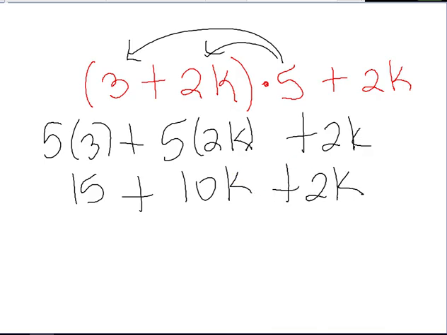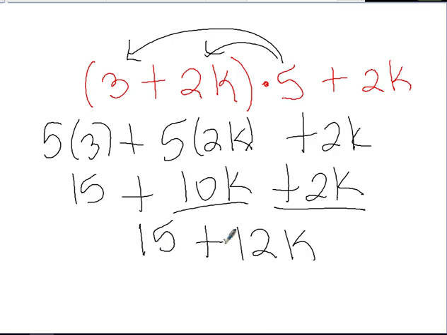Bring down the 2k. Now I look at it. There's nothing that's a like term with 15 in this problem, but 10k and 2k both end in k, so they're like terms. So I'm going to add 10 plus 2 to get 12k. And I'm obviously going to bring down the 15 plus because I didn't do anything with those items. So I look again, 15 plus 12k. These are all unlike terms. They don't have the same last name, which means I can't go any further, which means I'm done.